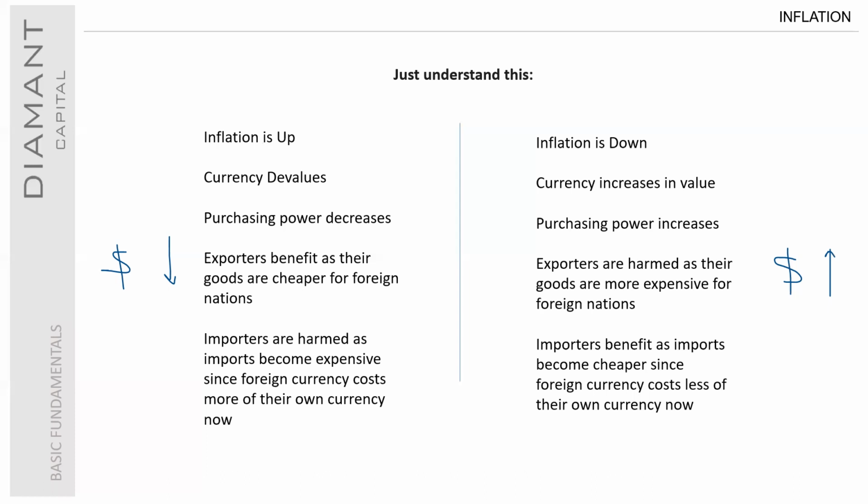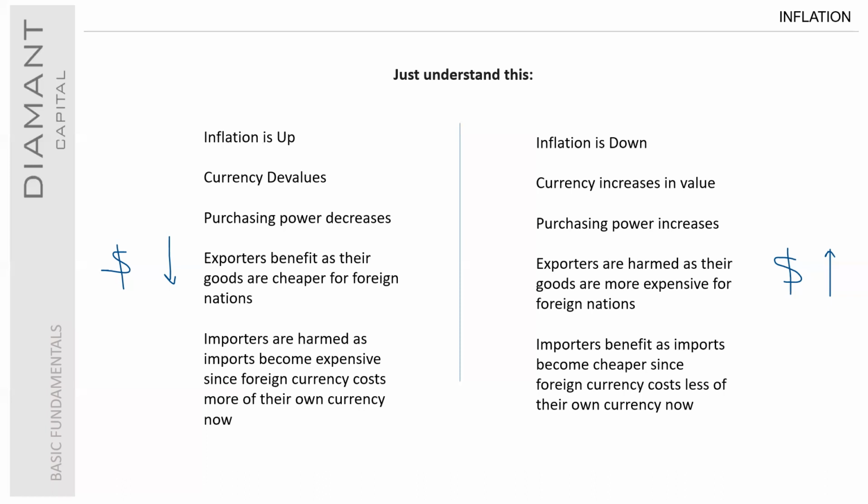However, the opposite is also true. Importers are harmed as imports become more expensive, since foreign currency costs more of their own currency now. So as our currency and purchasing power decrease, it costs a lot more to get the same imports as it did before.